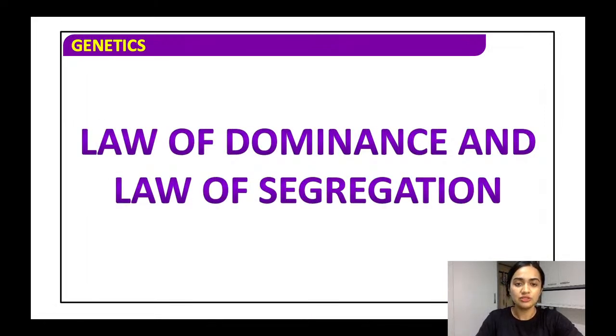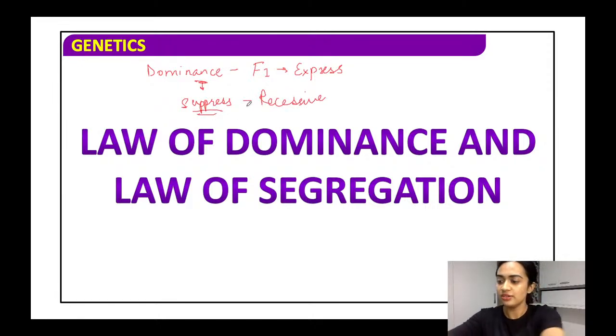Now let us start with the first two laws of Mendelian genetics, that is the law of dominance and the law of segregation. So yesterday we discussed what is dominance. Dominance is the term we use for the traits or characters which will express themselves in the F1 generation. And this dominant trait will suppress the other. So what gets suppressed is the recessive trait. I hope you can recollect this.